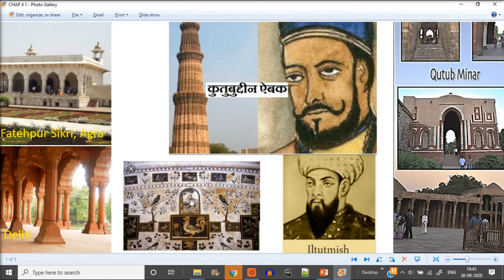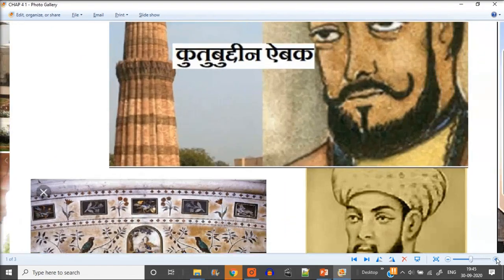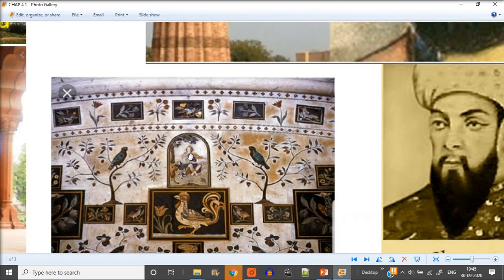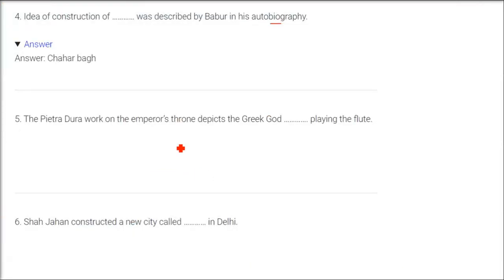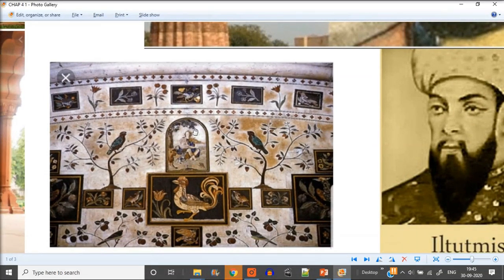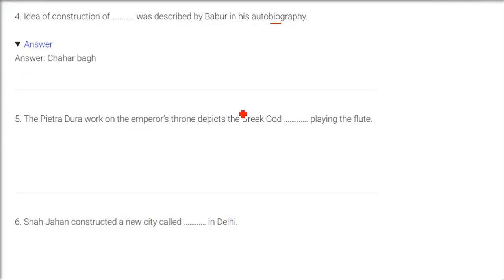And here you see in the center there is a picture of a Greek god playing a lute. He is playing a lute. In Pietra Dura it is seen behind the emperor's throne. And that is the Greek god. And he is playing the lute also.